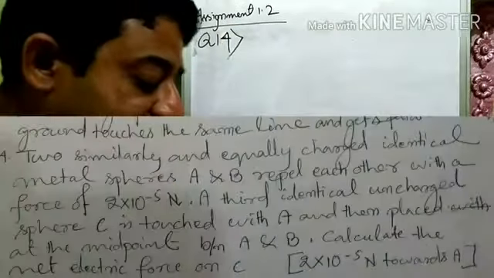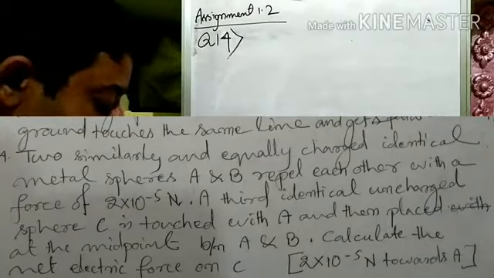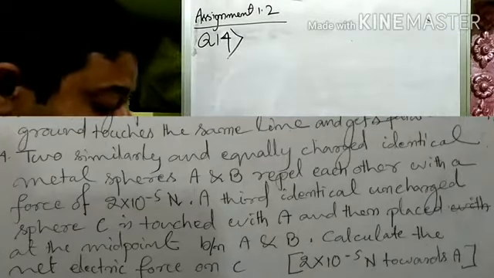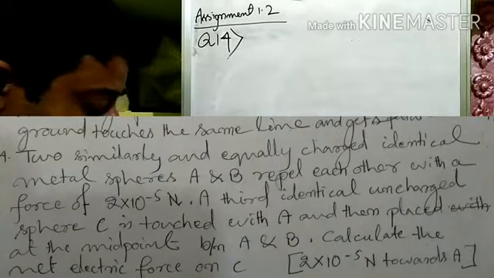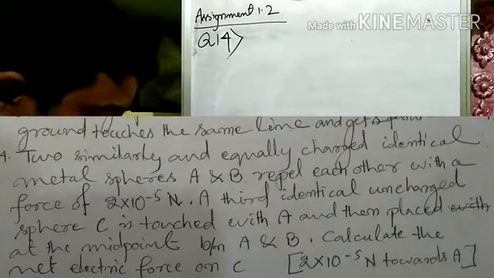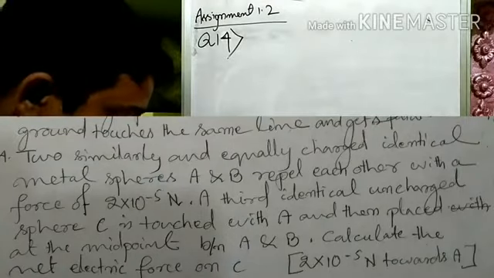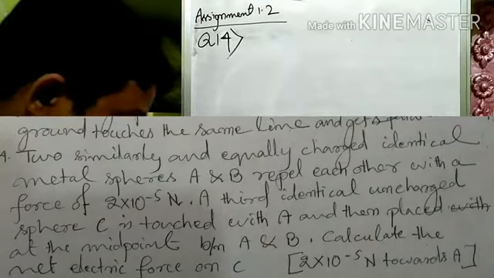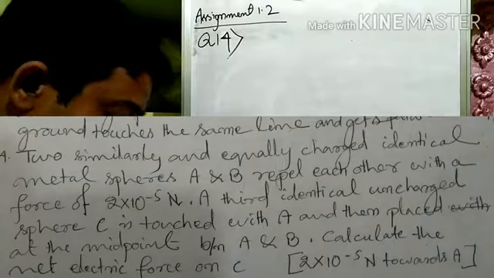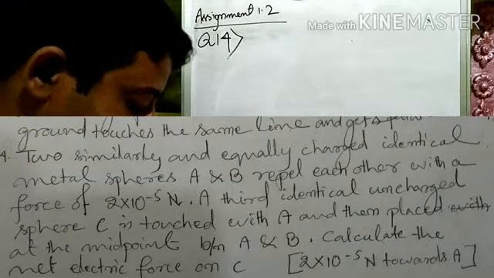Now we will take up the 14th question of assignment 1.2, which says: two similarly and equally charged identical metal spheres A and B repel each other with a force of 2 into 10 to the power minus 5 Newton. A third identical uncharged sphere C is touched with A and then placed at the midpoint between A and B. Calculate the net electric force on C.